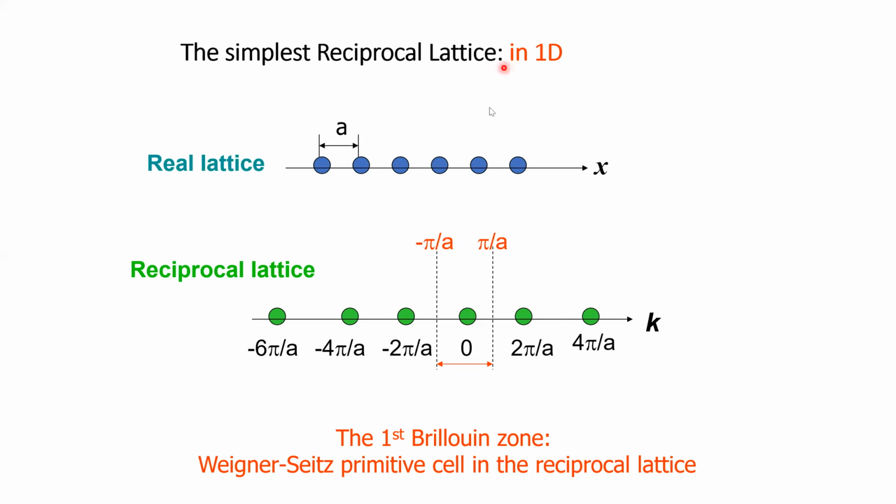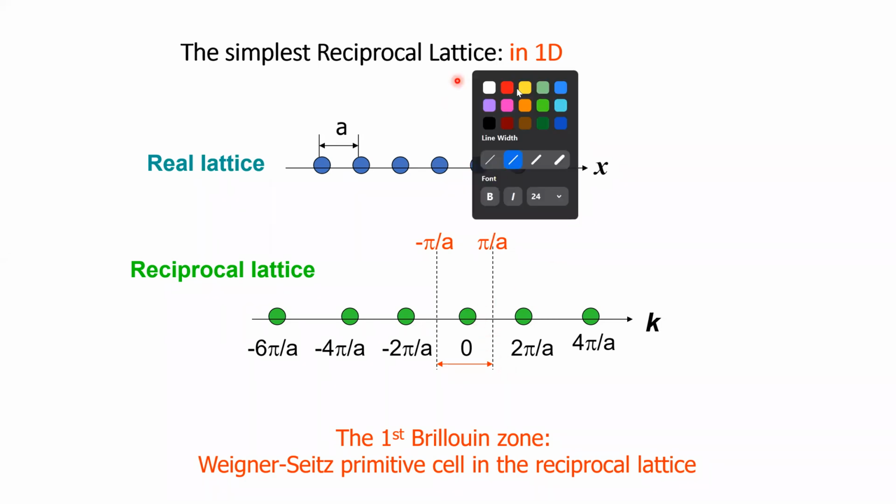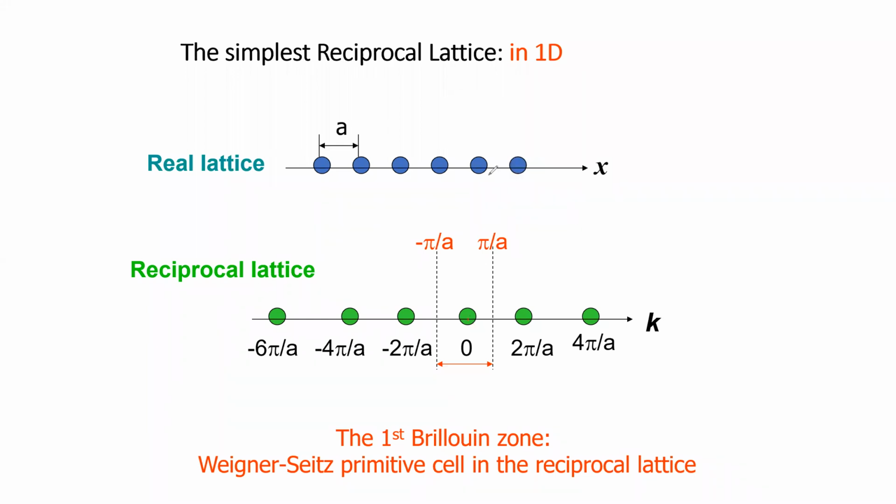And then you do like the Wigner-Seitz cell, right? So we draw from here to here and then cut half, right? And then cut the plane. And the same from here to here, cut half and draw a plane. So this is going to be your first Brillouin zone here. It's again the Wigner-Seitz primitive cell in the reciprocal lattice.